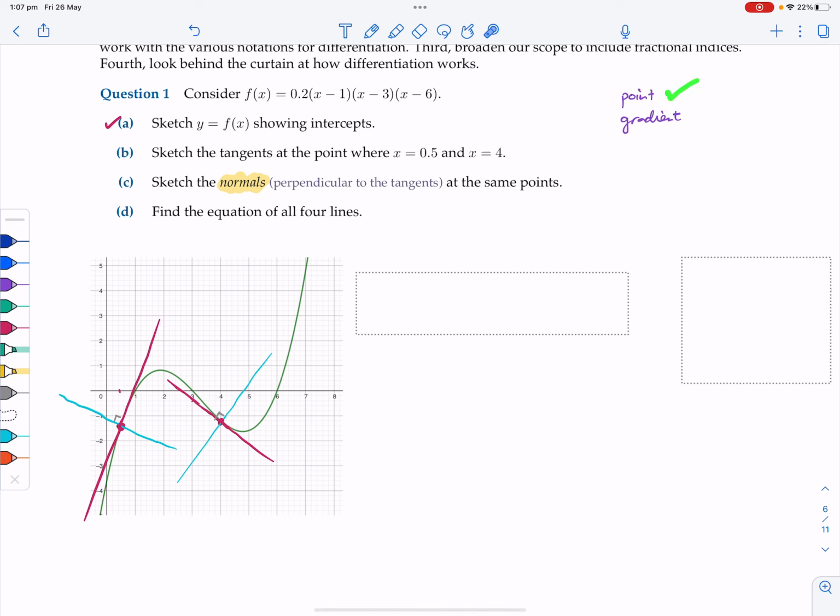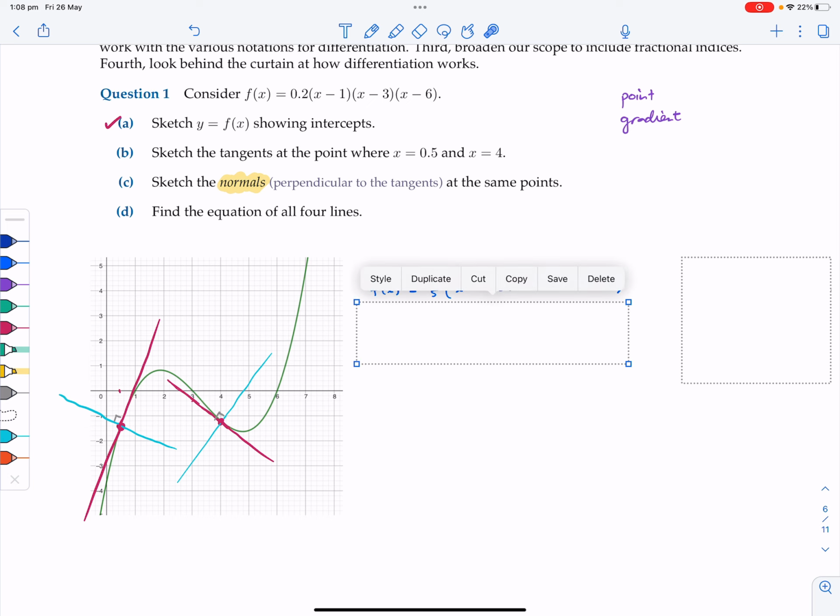Okay, so a point can be done. How do we get a gradient? Well, differentiation. So f dash x will tell us the gradient of the tangent. And then if we've got a point and a gradient, we can get the equation of the line. What about the gradient of the normal? Well, it's perpendicular to a gradient that we already know. So we won't be differentiating again or substituting again. We'll just be getting the negative reciprocal of a gradient we already have. All right, so let's get started.